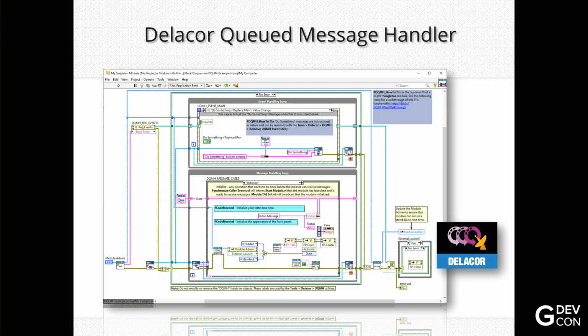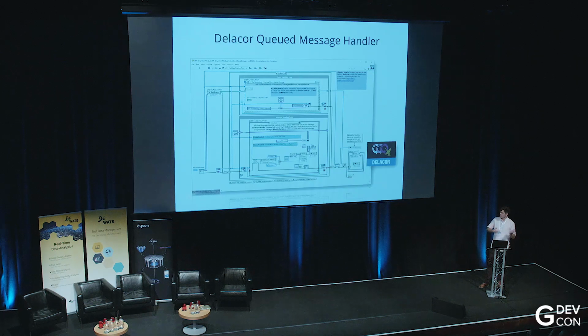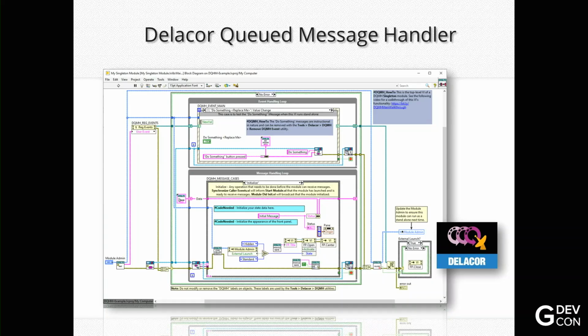So, correct me if I'm wrong. It's sort of based around the NI queued message handler style or architecture, and it actually uses events to do this strictly typed communication between different asynchronously running modules. When you create a new DQMH module, it's based on a template, and there's lots of scripting going on in the background to generate and modify that template for your needs.